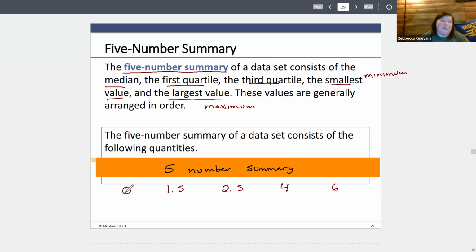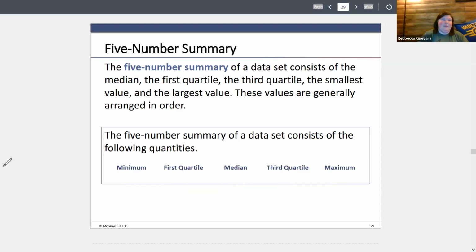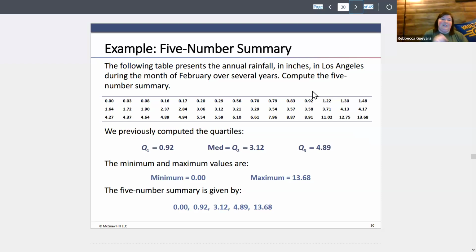But it's always assumed your smallest number is your minimum, your second smallest is your Q1, your third smallest is your Q2, then the next one is your Q3, and the largest value you have is your maximum. Remember that this is splitting everything into equal fourths.